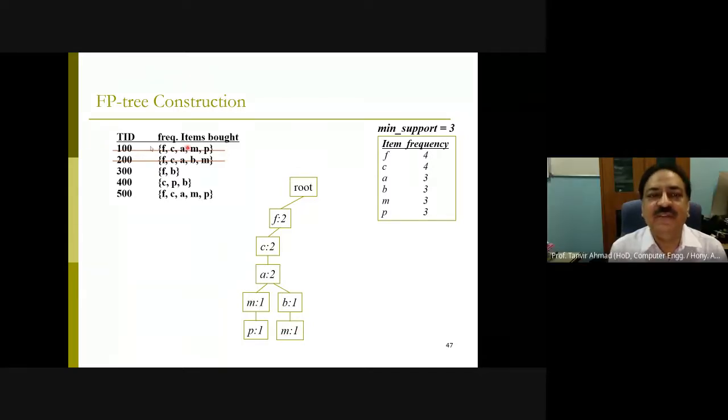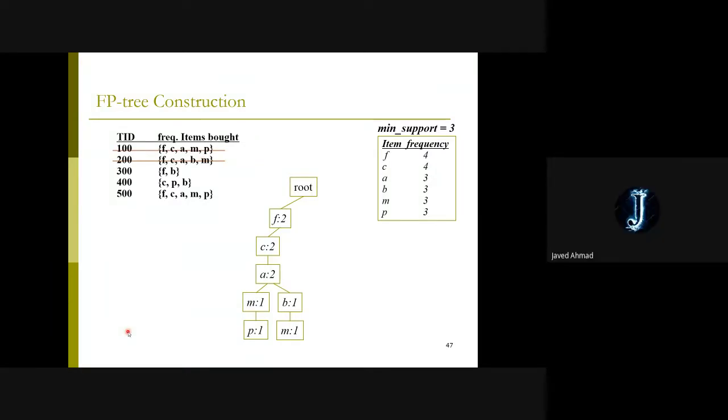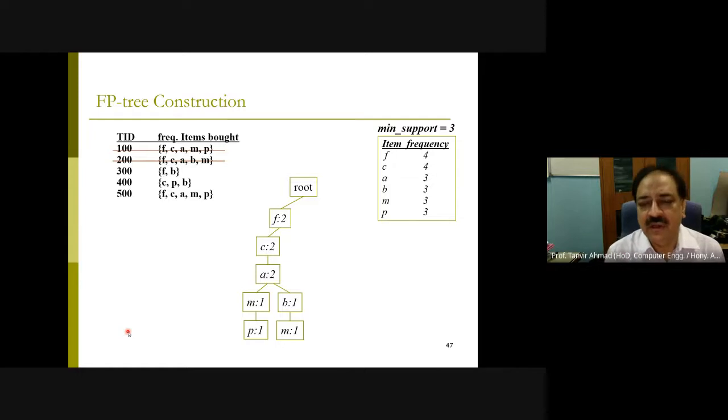And how many M have you encountered in the first 2 transactions? 2. Now, you just sum all the counts: F2, C2, 4, 6, 7, 8, 9, 10. And how many items do you find over here? 10, in FCAMP and FCABM. That means it is correct. The total count in the tree is equal to the number of items in the database.